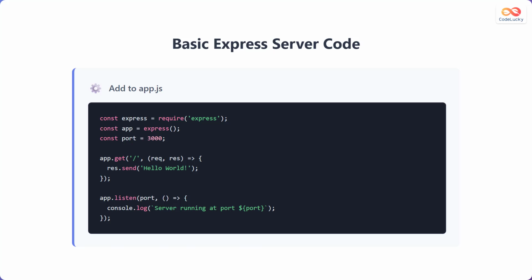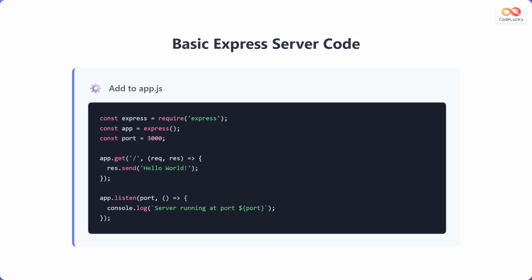First, we require Express by writing const express = require('express'). Then, create an Express application instance by calling the express function and assigning it to the app variable. Then we define the port number, which is 3000 in this case. We then define a route handler for GET requests to the root path. In this route handler, we send Hello World to the client. Lastly, we start the server by calling the listen method on the app instance. This starts the server on port 3000.